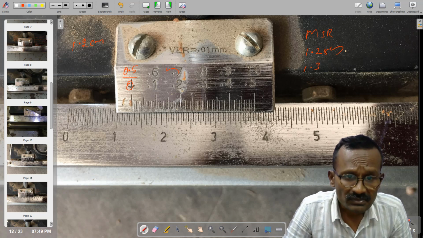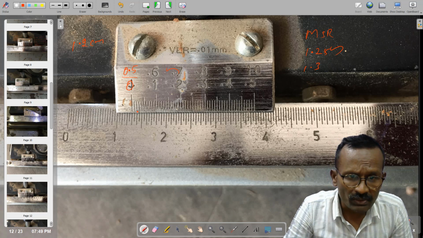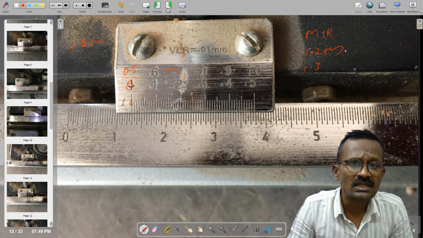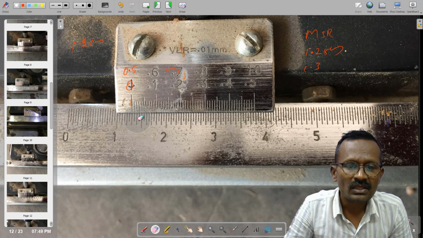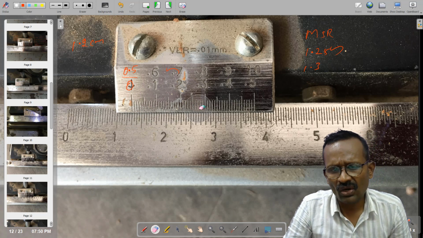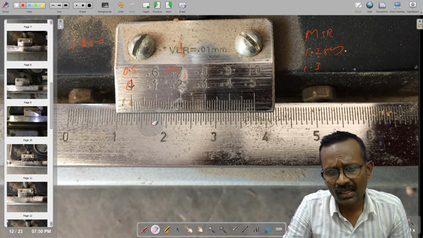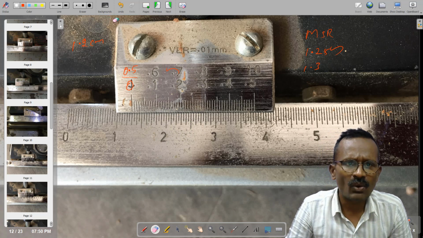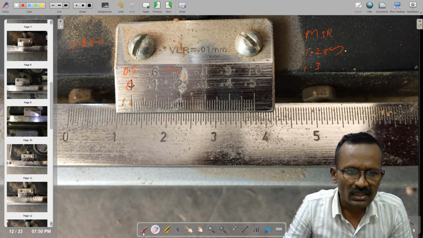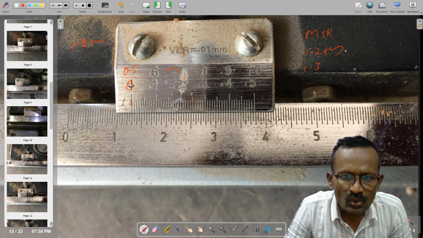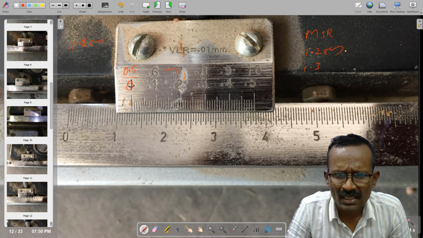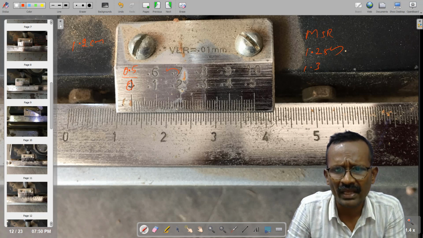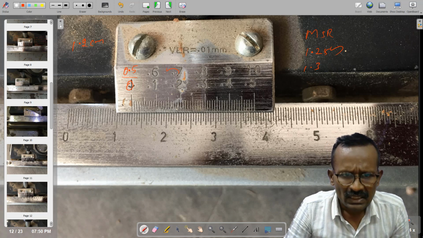Now I go here. What about this one? I told you, now I tell which is the coincidence. Which division of the vernier scale coincides with any one of the divisions of the main scale? Now I see. For me, this is the one. This two. But none of the lines coincide with this one.